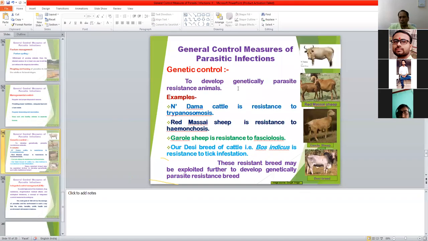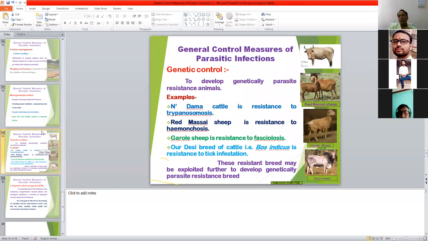This is the genetical control method. Some breeds have genetic resistance, like N'Dama cattle are resistant to trypanosomiasis, Red Maasai sheep are resistant to haemonchosis, Garole sheep are resistant to babesiosis, and Bos indicus, our desi breed, is resistant to ticks. So using these breeds to develop genetically parasite-resistant breeds may be helpful to control parasitic infection. These genetically resistant breeds may be used to develop genetic resistance.